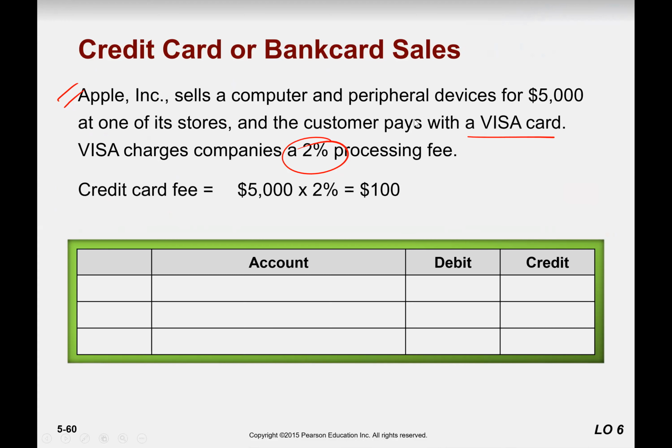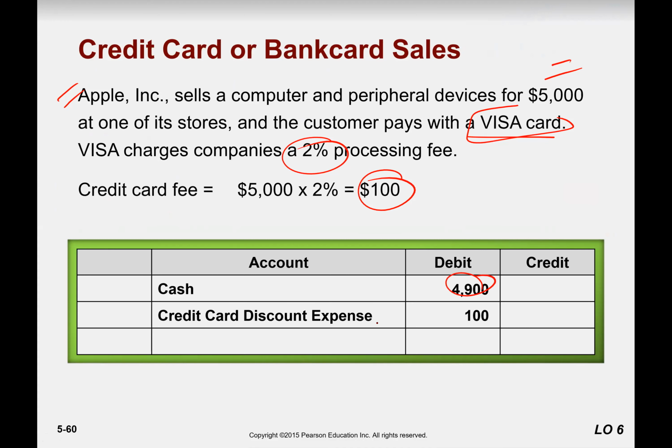So you receive cash less than 5,000. Visa card is going to deduct 100 from your amount and give you the rest. Here we go. You receive cash 4,900. The expense is going to be the Visa card charges or discount charges, and sales is going to be 5,000. Simple. The entry is simple. That's it.